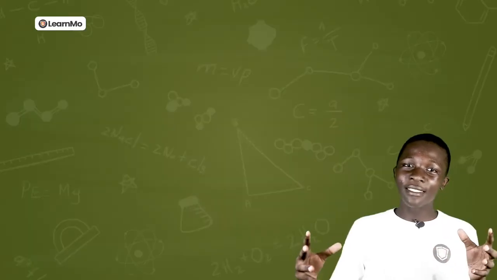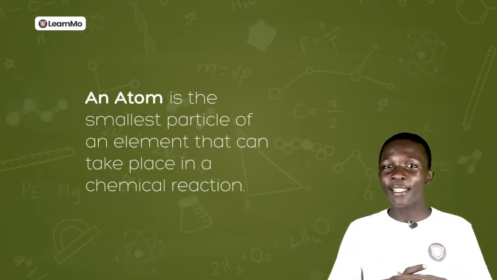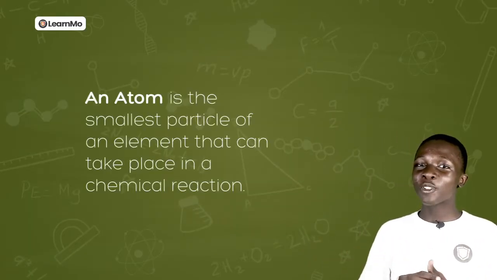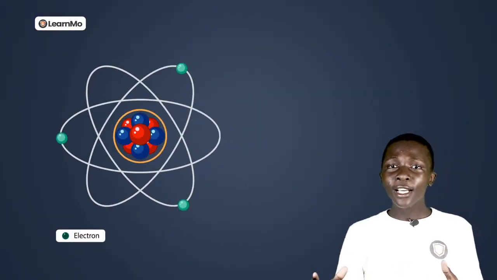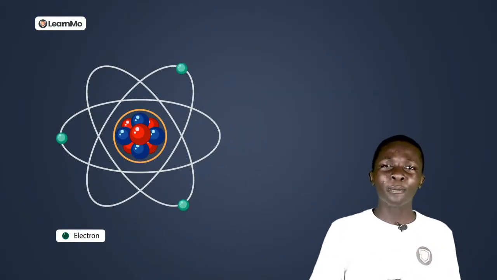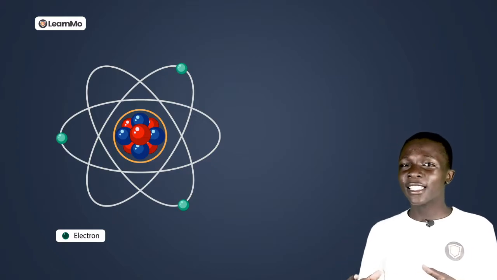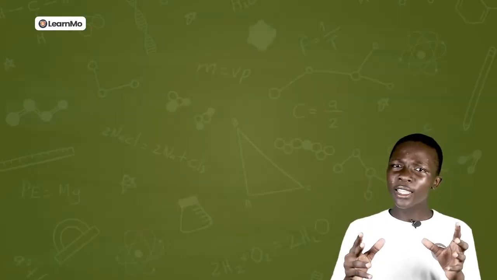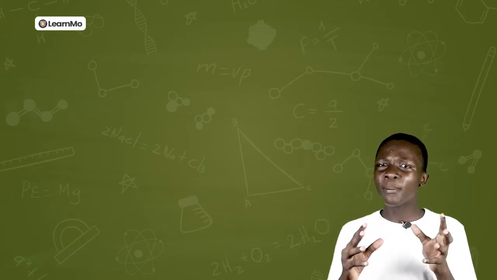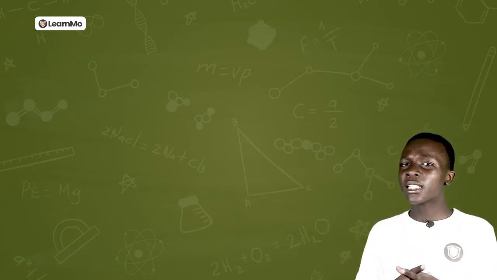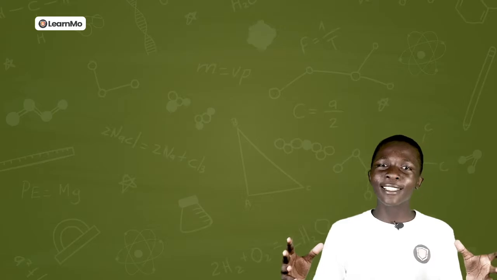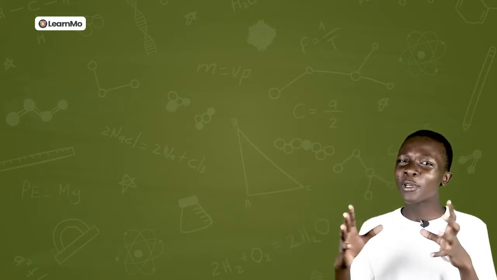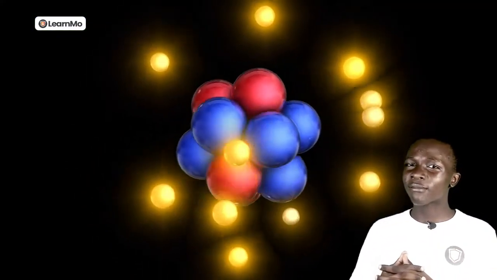So, an atom is defined as the smallest particle of an element that can take part in a chemical reaction. An atom consists of three subatomic particles, that is, the electrons, protons, and neutrons. One particular thing you have to keep in mind is that the mass of an atom is concentrated inside its nucleus. Let's discuss these subatomic particles in detail.